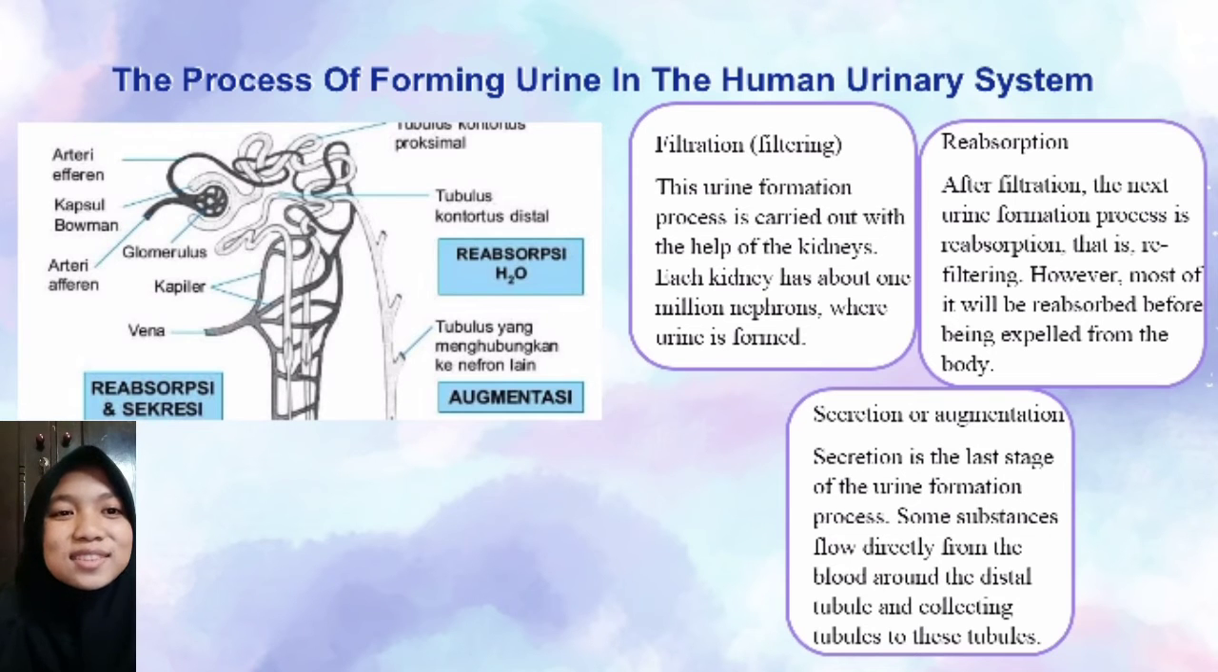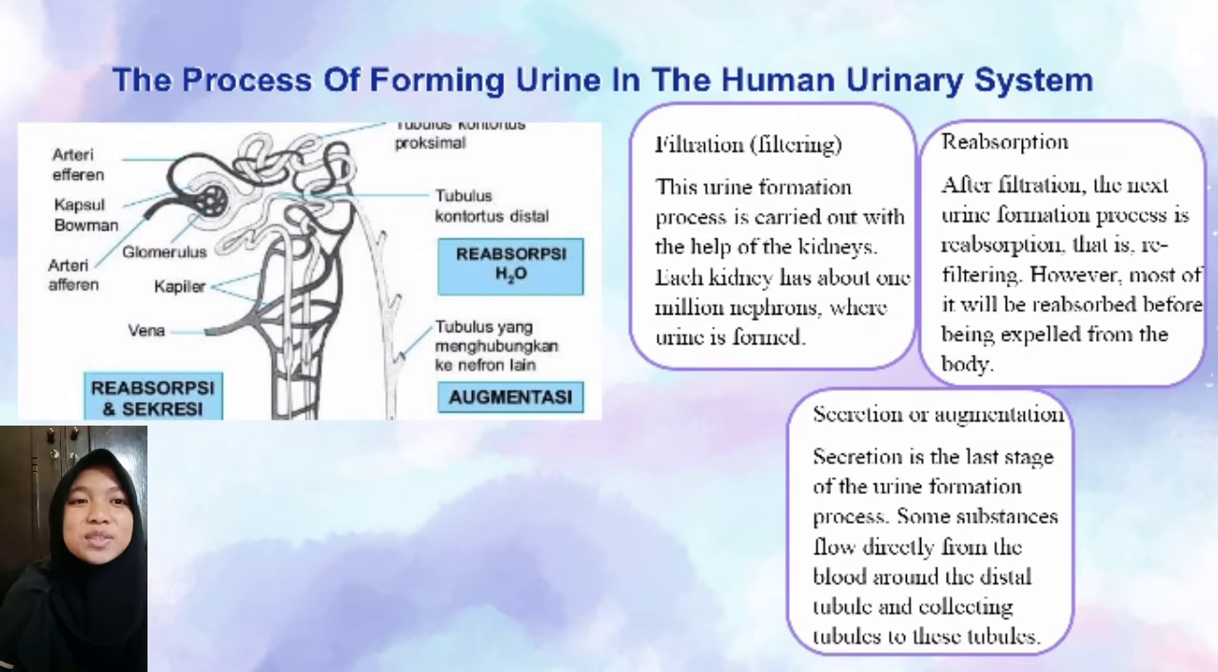And now, let's talk about the process of forming urine in the human urinary system, where one of the organs involved is the kidney. Urine is the result of metabolic waste through the secretion process from the kidney, which is then excreted from the body through the urinary tract. Urine usually contains substances that are no longer needed by the body, so it needs to be excreted because they can poison the body. The formation of urine usually consists of 3 stages, namely filtration, reabsorption, and augmentation or secretion.